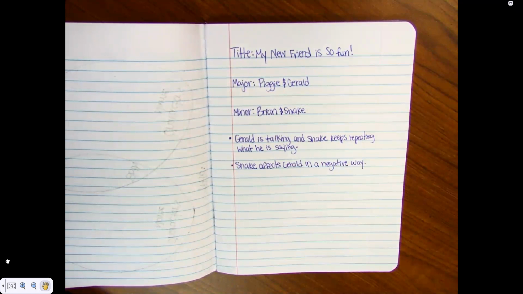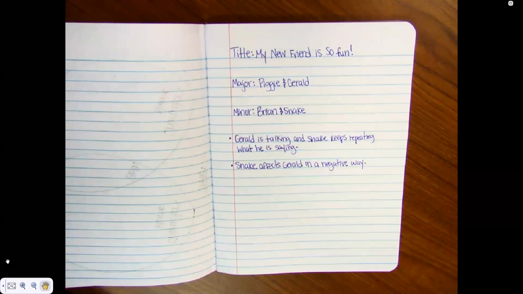How do Piggy and Brian affect each other? Do they affect each other in a good way or in a bad way? Is it positive or is it negative? Okay, I have lots of thumbs up. I have a few thumbs down. Okay, so let me clarify. Piggy and Brian affect each other in a positive way.